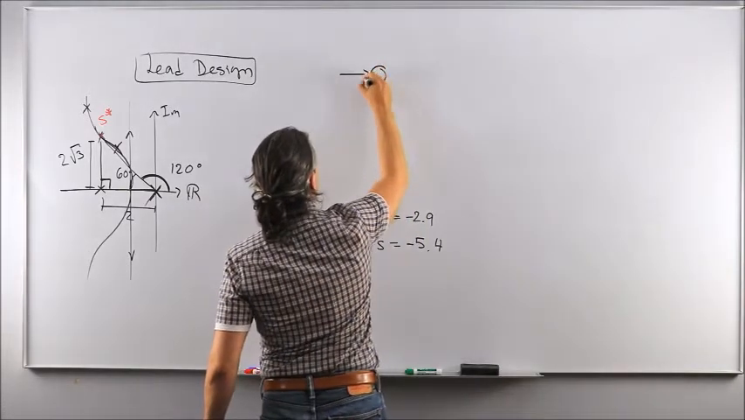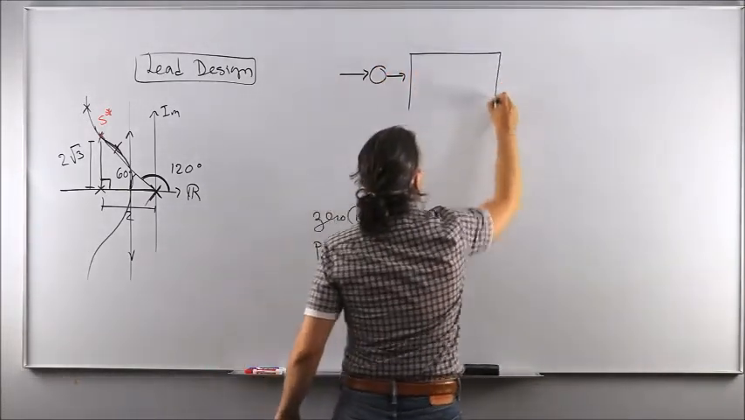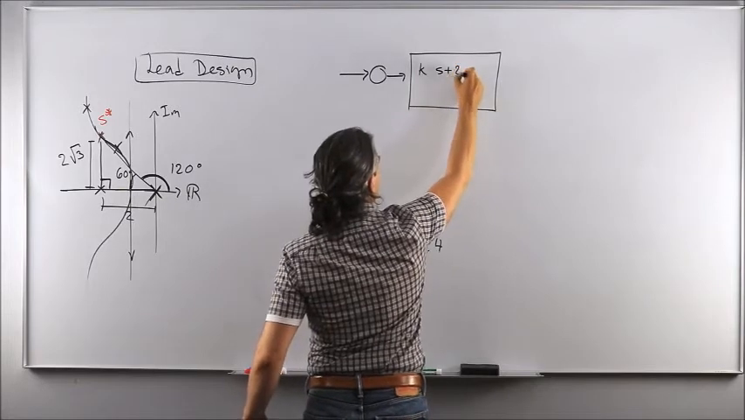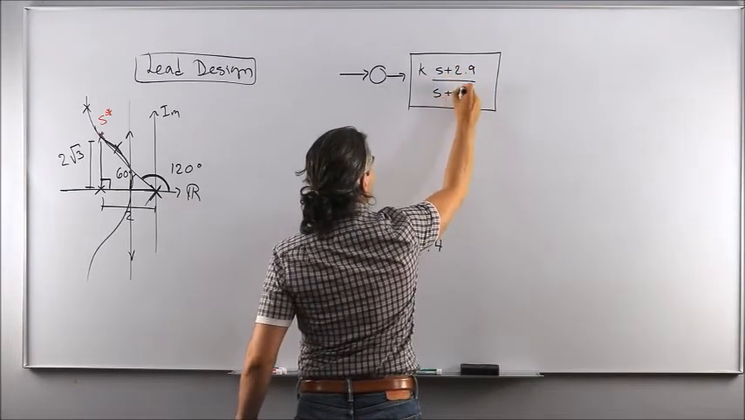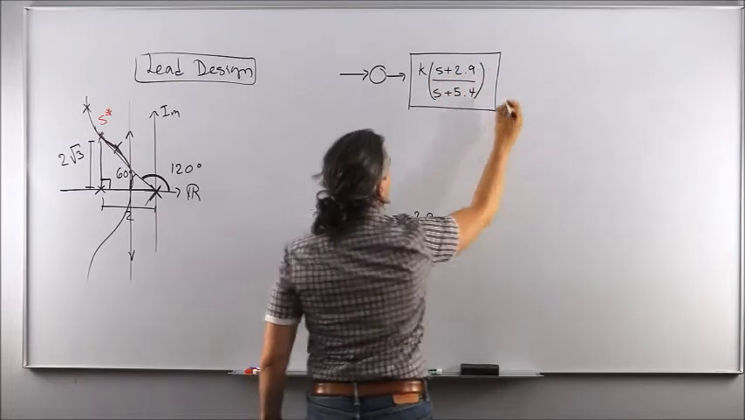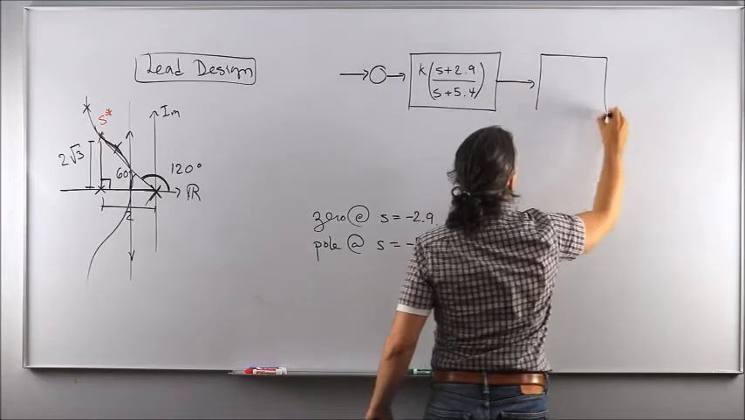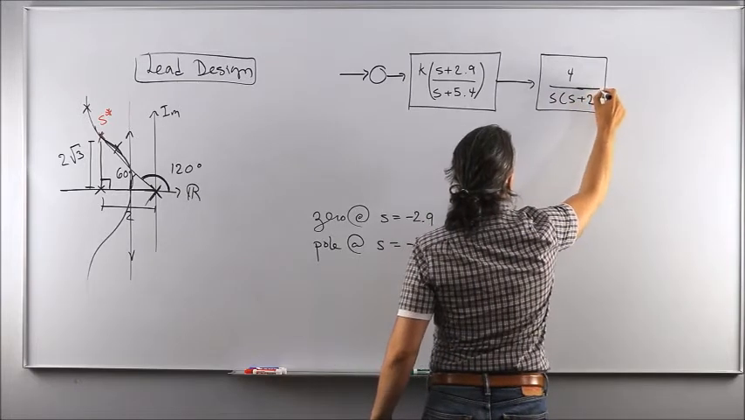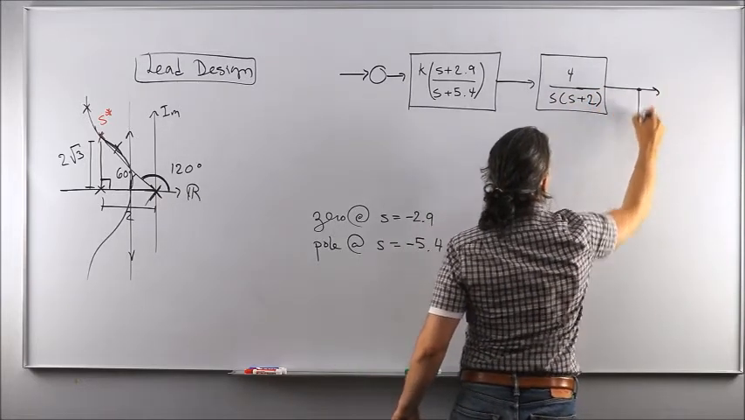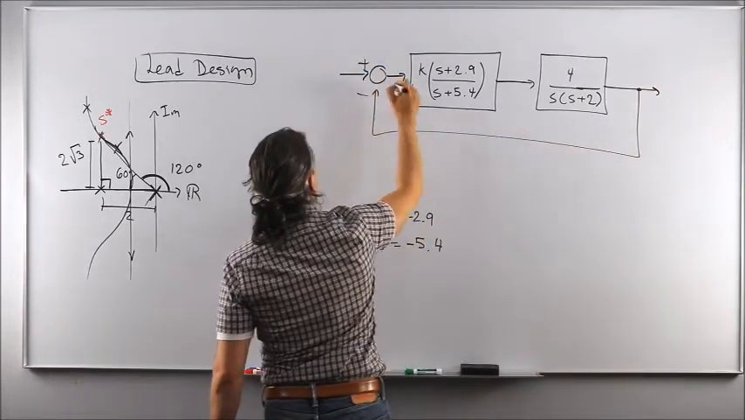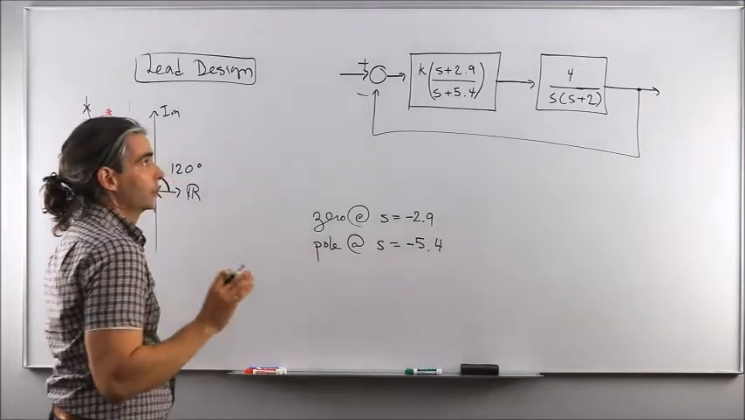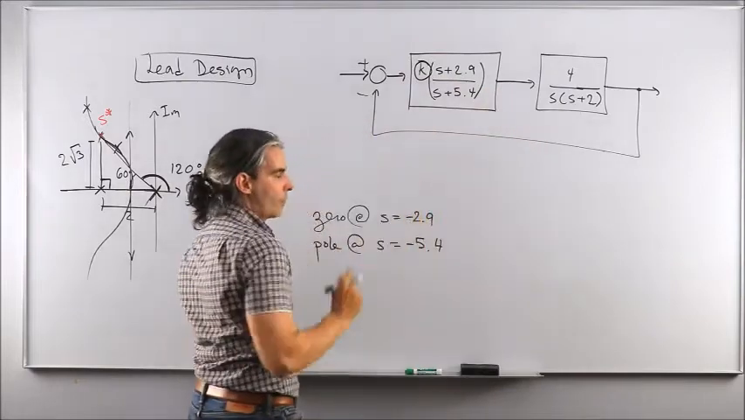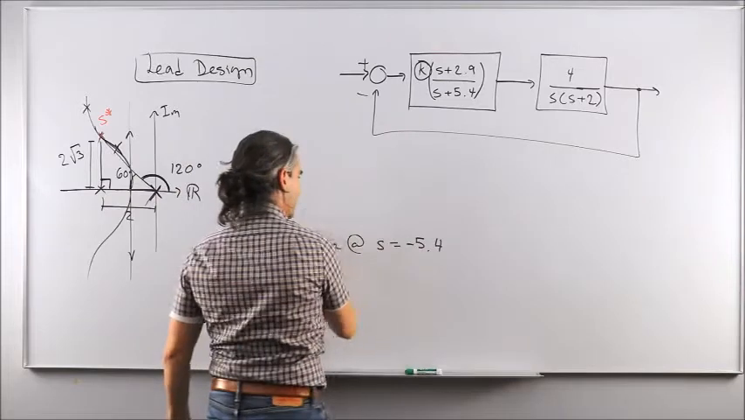If you look at our new block diagram, we have this. Now we've added a phase compensator quantified by K times (s plus 2.9) over (s plus 5.4). And that compensator will feed the open loop transfer function we had at the beginning. That was 4 over s times (s plus 2), if I'm not mistaken. And then we're closing the loop on those two. Bing, bing, bang, off we go. So the last part to figure out is the gain here, to make sure that the closed loop poles stop exactly at S star in the complex plane.